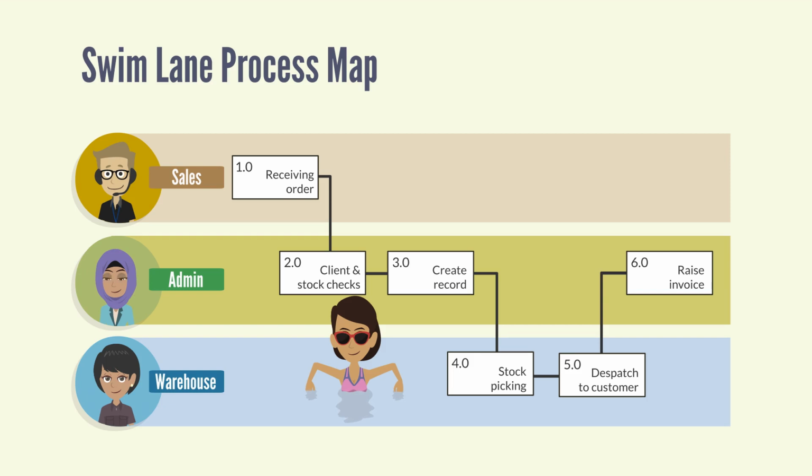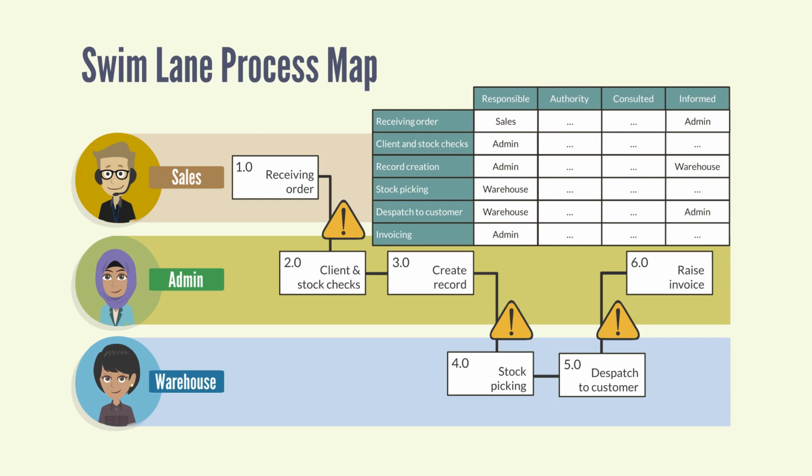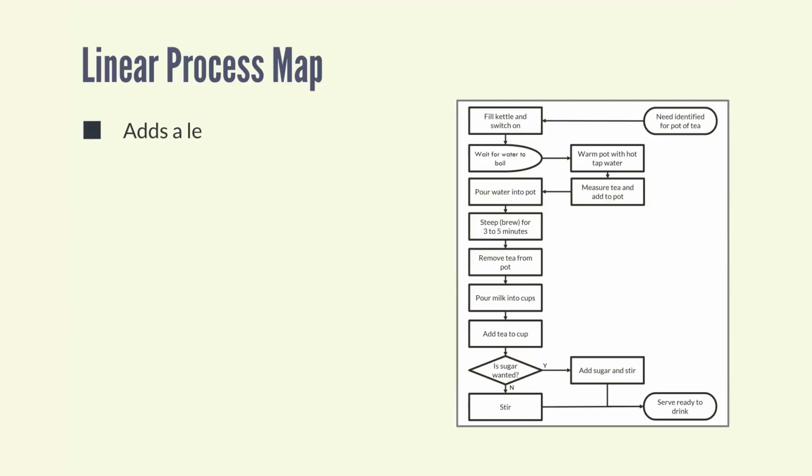It also helps to identify potential issues that will arise from failures in communication. When the line crosses a lane, there's an interface that needs to be managed. A RACI matrix can also be developed using the swim lane to help control the flow of information and communication. Linear process maps add a level of detail, such as decision points, which can also be useful when trying to identify important process control points and improvement opportunities.